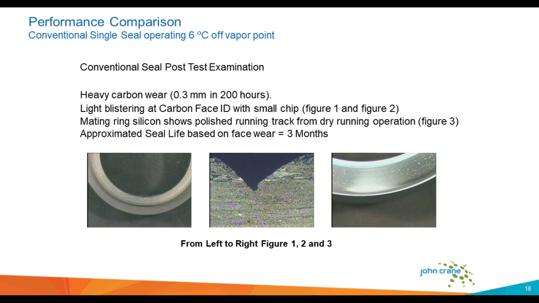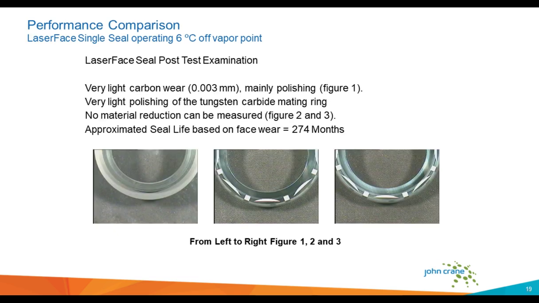In the conventional seal, we noticed 0.3 millimeter of heavy carbon wear in 200 hours. A light blister on the carbon face is shown in slides 1 and 2, and a small chip, which is magnified, on the ID of the carbon face. The mating ring shows a polished running track from dry running operation due to the vaporization of the liquid again, and approximate seal life based on the face wear was about 3 months.